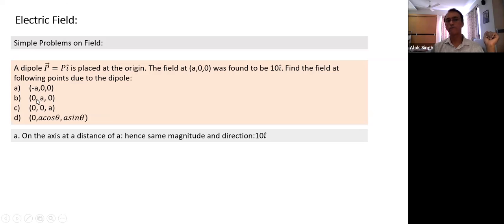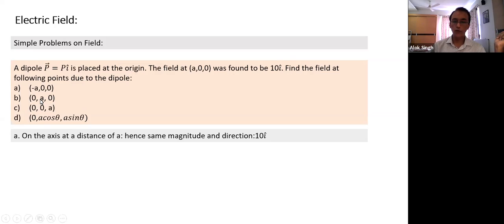Where does the point lie? First of all, you need to understand what the equatorial plane is here. X is equal to 0 is the equatorial plane. X equal to 0 is which plane? The YZ plane. Since the dipole is along the x-axis placed at the origin, the x is equal to 0 plane, so any point having x coordinate 0 lies on the equatorial plane. Do all three points lie on the equatorial plane? Yes, they do. So the direction of the field at all these points will be minus I cap.